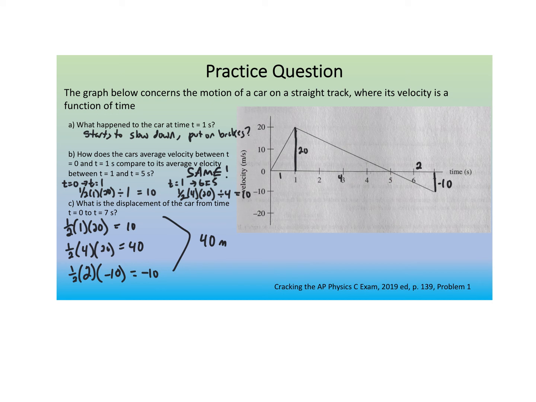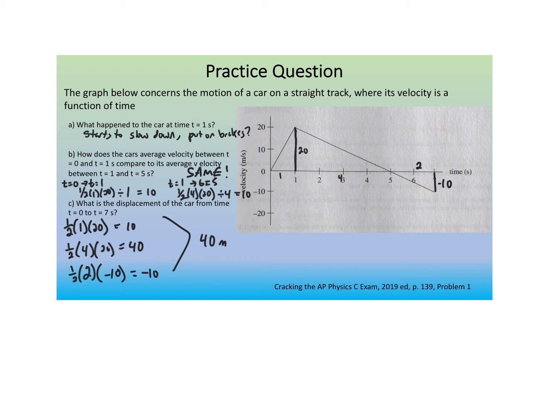Number one, what happened to the car at t equals 1 second? Well, we went from a velocity that was increasing, so they were speeding up, to a velocity that started decreasing, going down. So presumably they put on the brakes. I don't know exactly what they would expect on an AP test, how presumptuous they would want you to be, but the car starts slowing down. If you put on the brakes after accelerating, you'll start to slow down. That's what's happening at t equals 1.